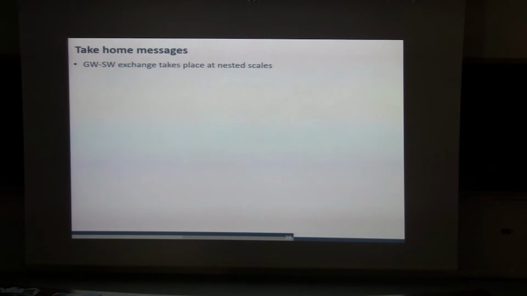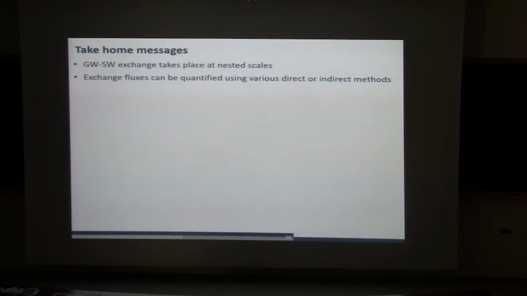Yes, so I'm coming to the end. Thanks for the hint here also. So to summarize, I hope that I could show that groundwater surface water exchange takes place at many different nested scales. So it's not really easy to say this system is gaining or losing. It really depends on the scale that you're looking at.